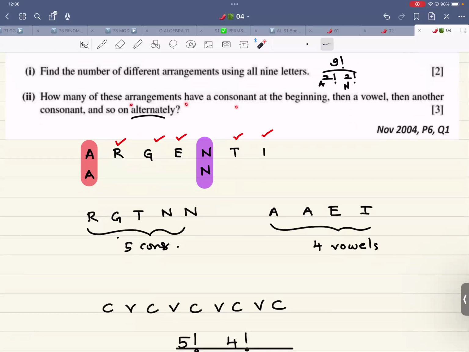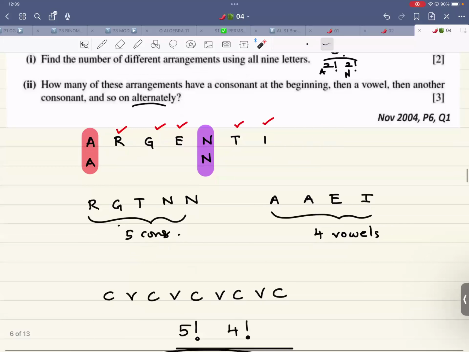How many of these arrangements have a consonant at the beginning, then a vowel, and so on alternately? Now the rule is, if they're talking with respect to consonant and vowel, it's like boys and girls, or seniors and juniors, and they're asking about alternate arrangement. Only two options are there. Either the numbers are equal, let's say 3 boys, 3 girls, or there is a difference of only 1. Otherwise, it cannot be alternate. So it's necessary that you start with what is more.